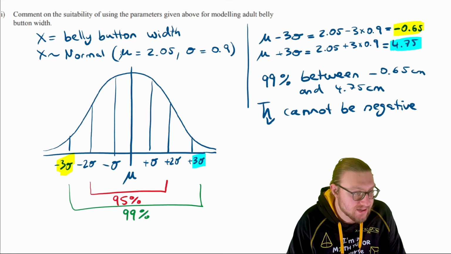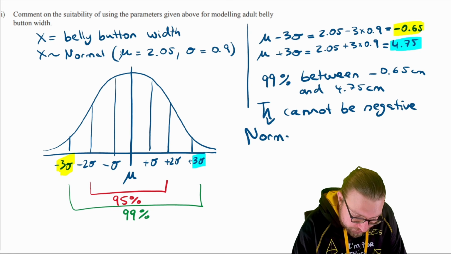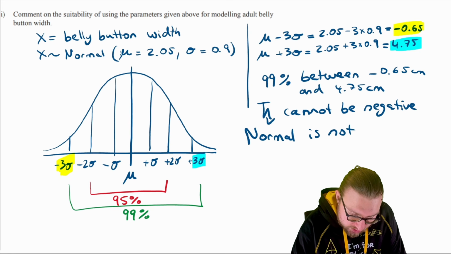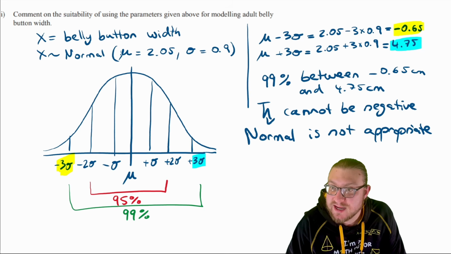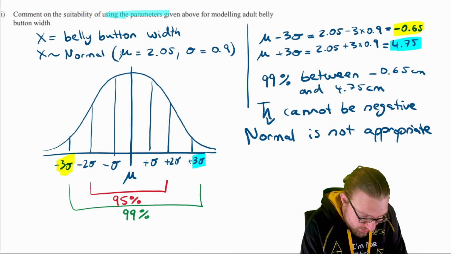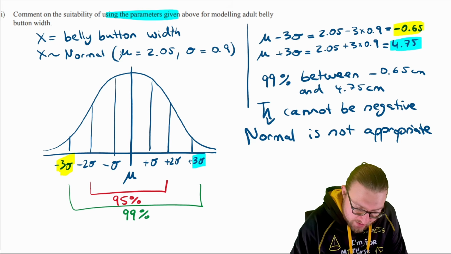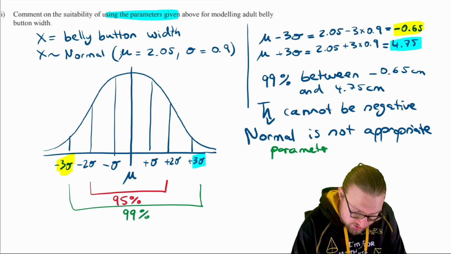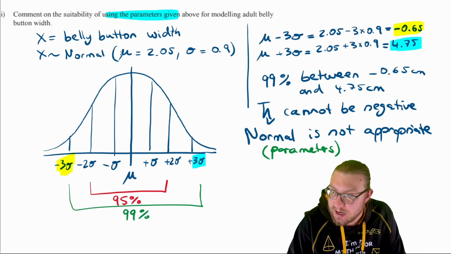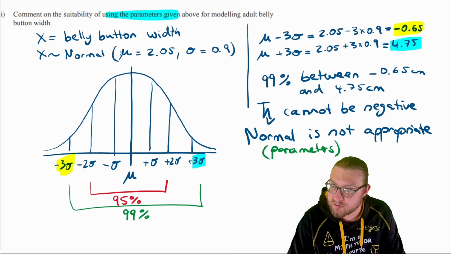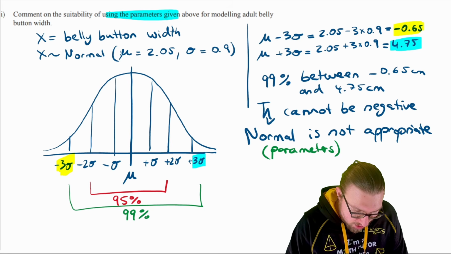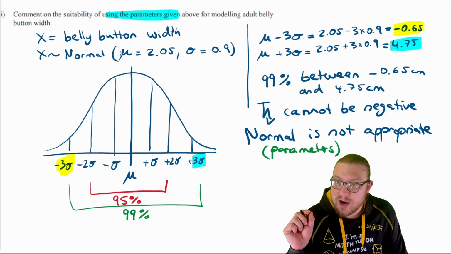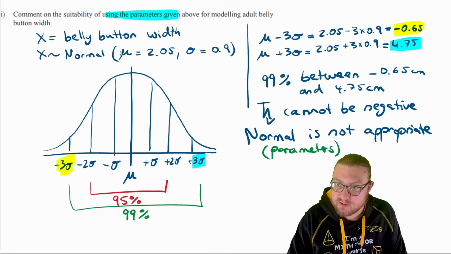So we can comment here that the normal distribution is not appropriate. Or at least the parameters that we have are not correct. The normal distribution may be correct, but the normal distribution parameters, I'll put this in brackets, there we go. I really mean the parameters are not appropriate for the distribution. Okay, let's have a look at one different way that you guys can comment on this question.